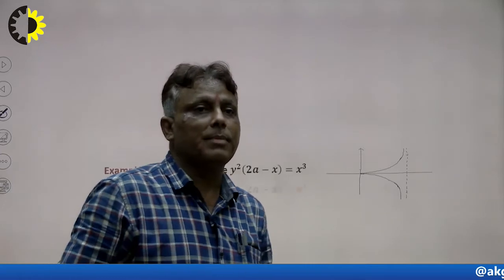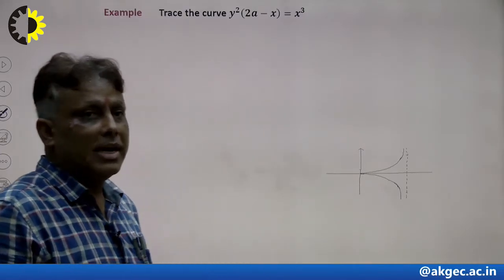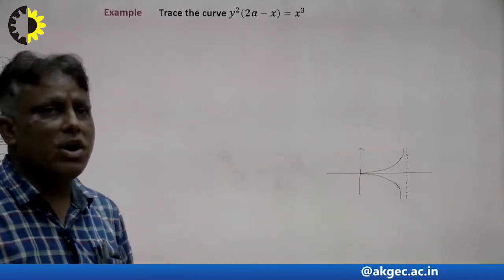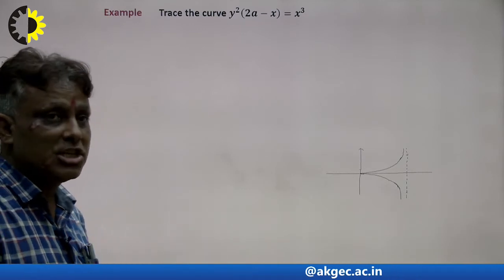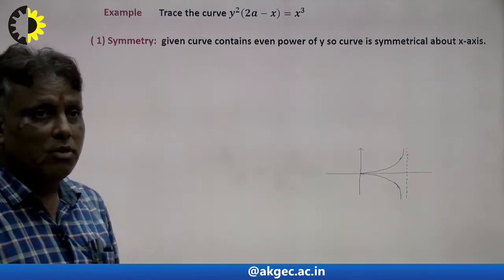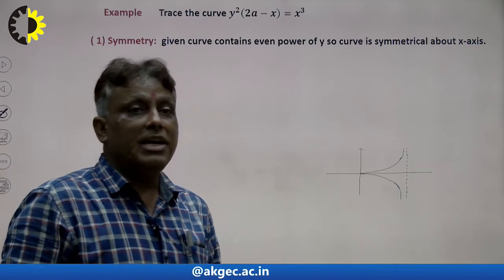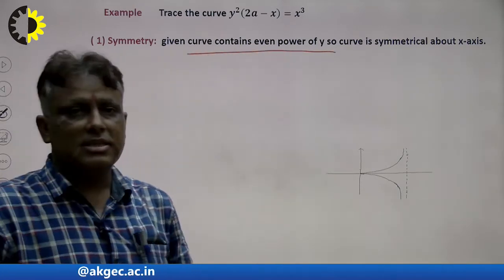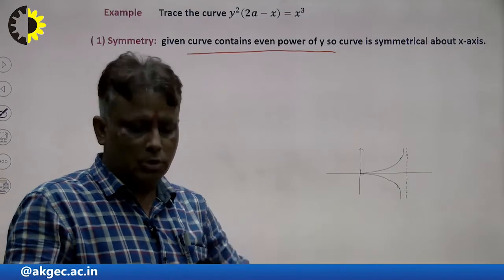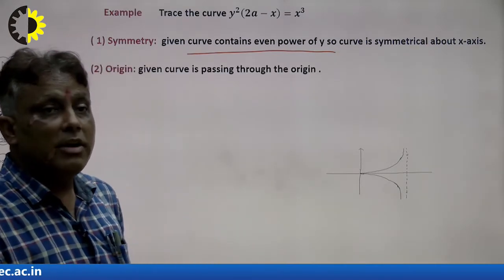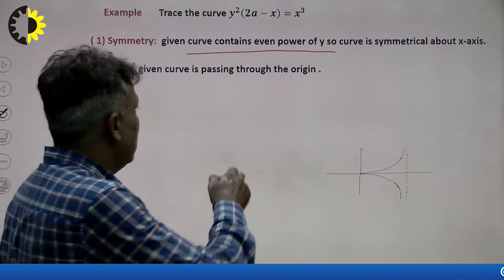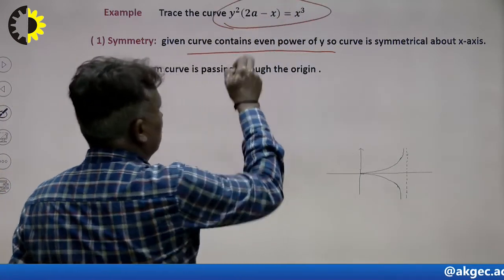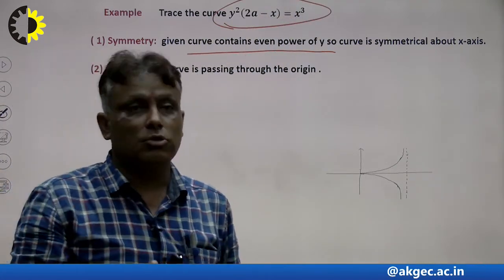Now we consider the problem. This is the problem, right? We explain one by one very fast, because I explained just now what the position is. First of all, we check symmetry here. The curve contains even power of y, so the curve is symmetrical about the x-axis. That means the curve exists above the x-axis and below the x-axis. Next, the given curve is passing through the origin. Suppose I write x, y as 0, 0. This curve satisfies 0, 0, so the curve passes through the origin.